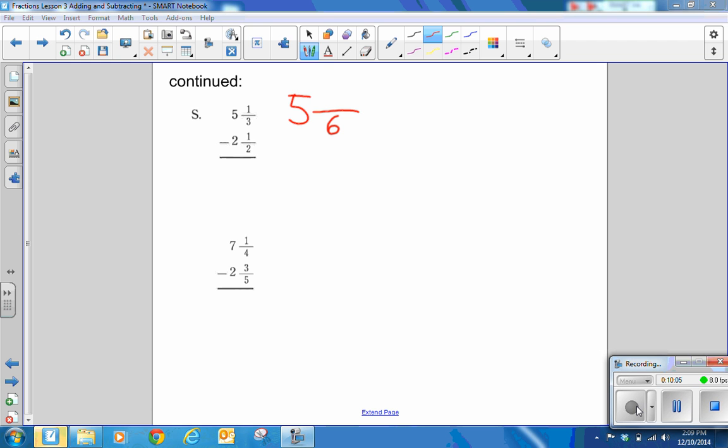So let's change 5 and 1/3 to a fraction with the denominator of 6. 3 times what is 6? 3 times 2. So 1 times 2 is 2. Then I take away 2 and let's change the fraction. So 2 times 3 is 6, 1 times 3 is 3. Now we end up with 5 and 2/6 minus 2 and 3/6.